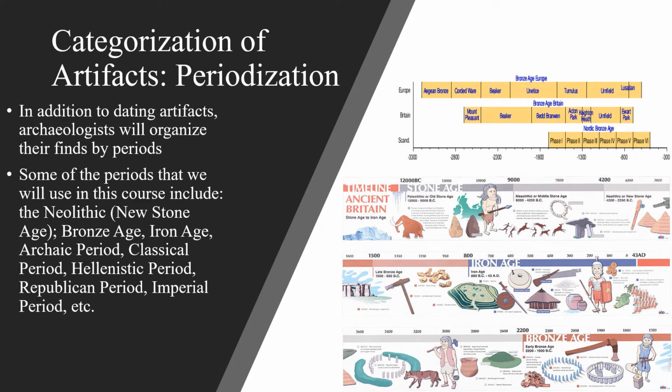In addition to dating artifacts through absolute and relative methods, archaeologists will organize their finds by periods. Some of the periods that we will use in this course include the Neolithic, the New Stone Age, the Bronze Age, the Iron Age, along with periods like the Archaic, Classical, and Hellenistic periods for ancient Greece, and then the Republican and Imperial periods for ancient Rome.